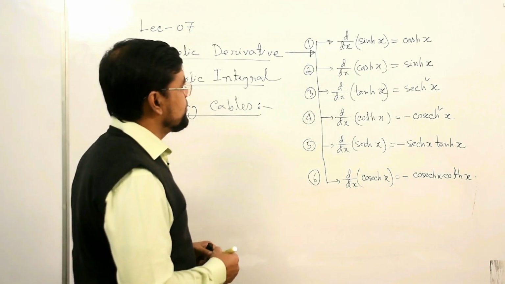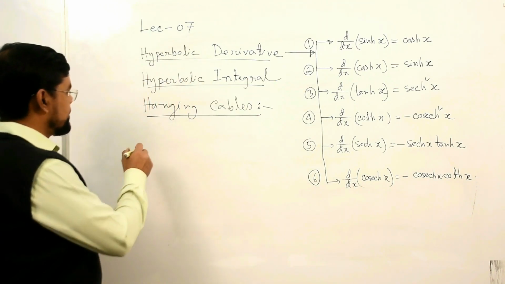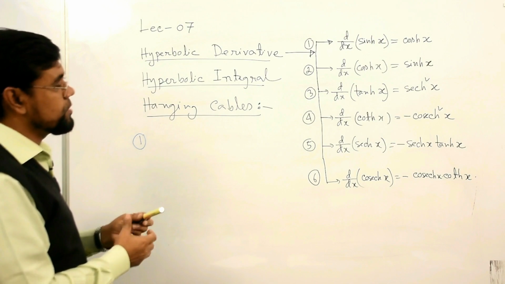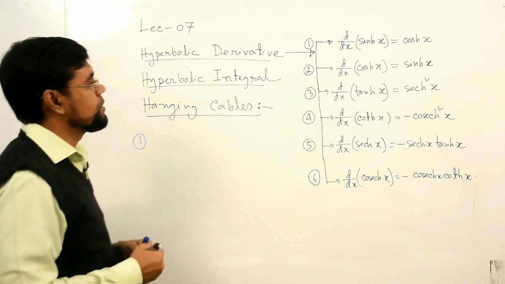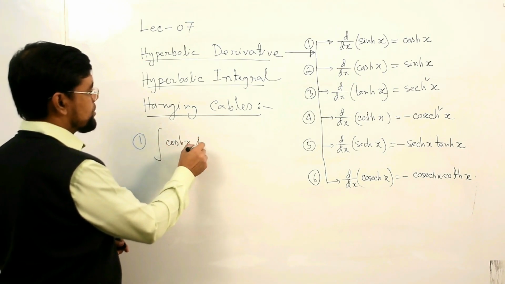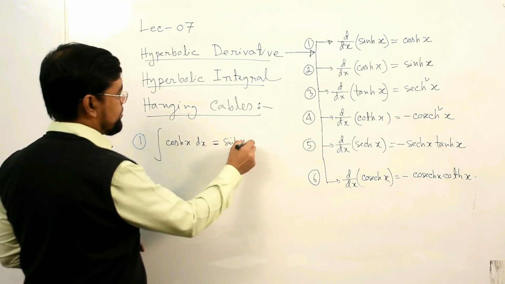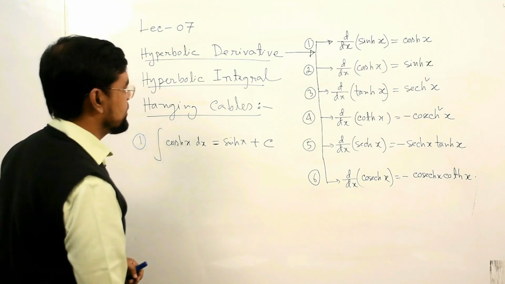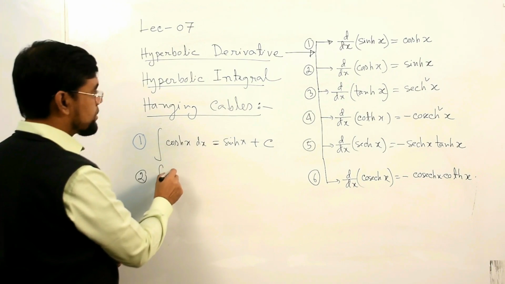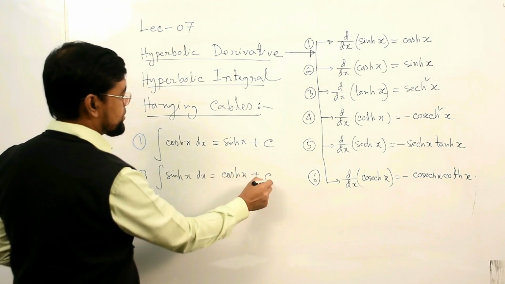However, the formulas for hyperbolic integrals: formula 1 will become, since we know integration is the inverse process of differentiation, inversely if you integrate cos hyperbolic x, your answer will be sine hyperbolic x, and you must add the integrating constant c. And for the second one, the integration of sine hyperbolic x is equal to cos hyperbolic x plus c.